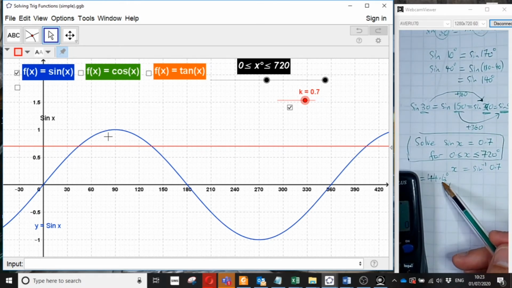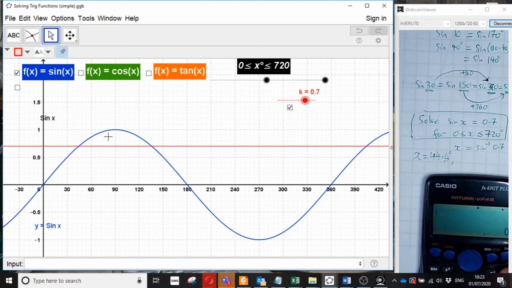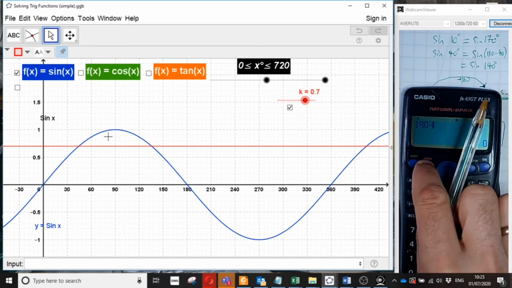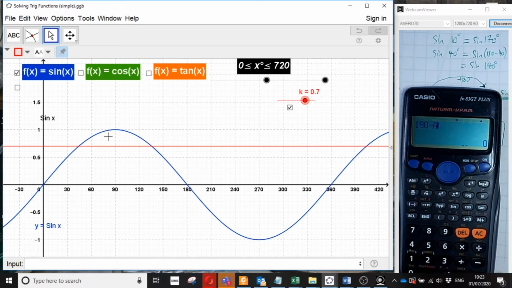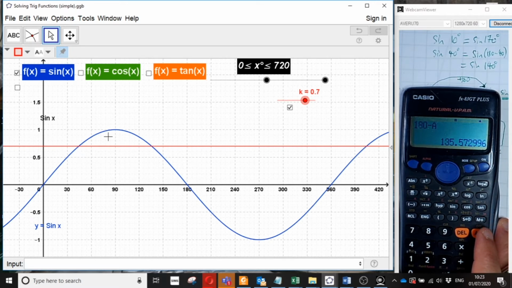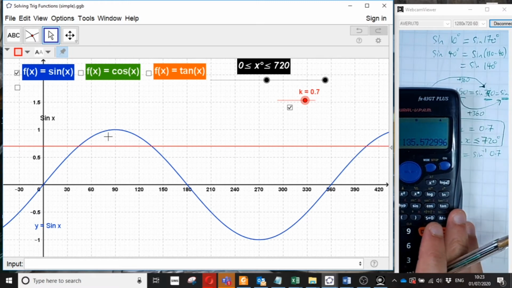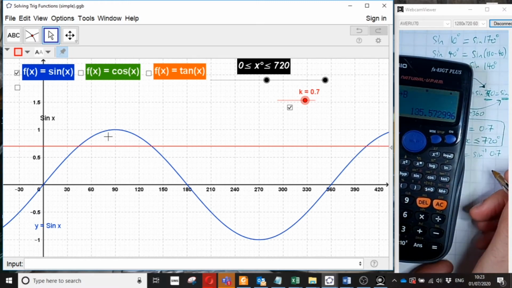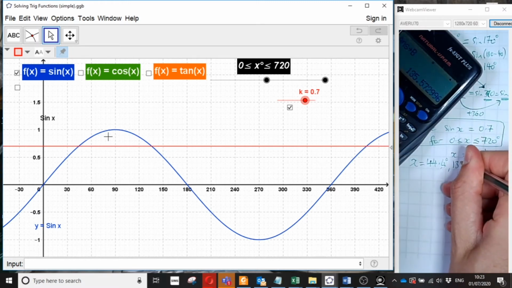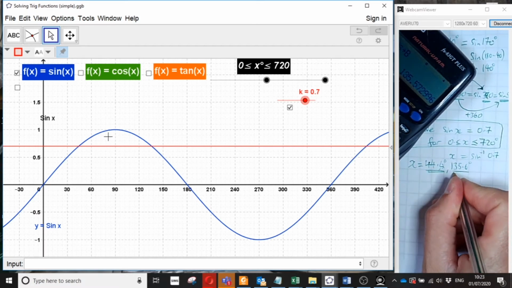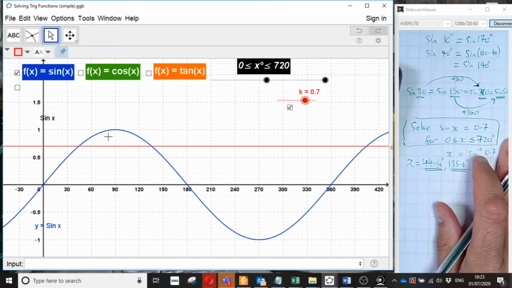So, we need to do 180 minus 44.4. So 180 minus, okay, alpha A, because remember it was stored in A. 135.6, and I'm going to store that in B. So I'm going to write that down now, 135.6. So there's the first two answers, 44.4, 135.6.